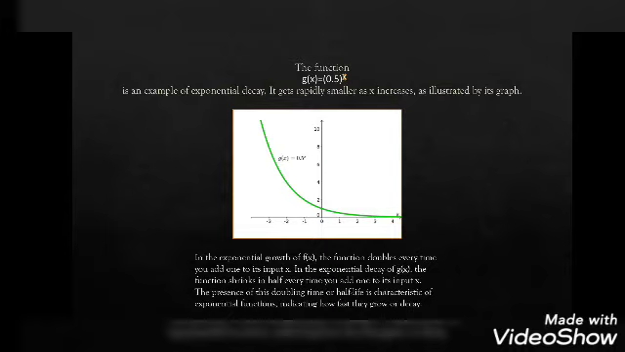In the exponential growth of f(x), the function doubles every time you add 1 to its input x. In the exponential decay of g(x), the function shrinks in half every time you add 1 to its input x. The presence of this doubling time or half-life is characteristic of exponential functions, indicating how fast they grow or decay.